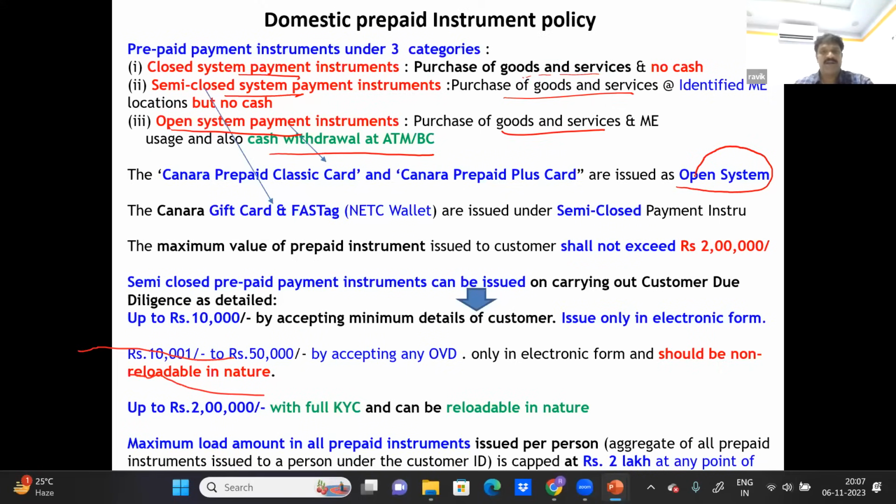Two cards. But gift card and FASTag, these cards are semi-closed. Semi-closed means identified MEs only they can use. Anyway, you have given a gift, somebody can go to Amazon and purchase. Like that. But the identified ME should allow; Amazon should allow. Then maximum value. Always remember, this is a very, very important question. Prepaid cards can be used for a maximum value of 2 lakhs only. Again, I'm repeating. Now, semi-closed prepaid.